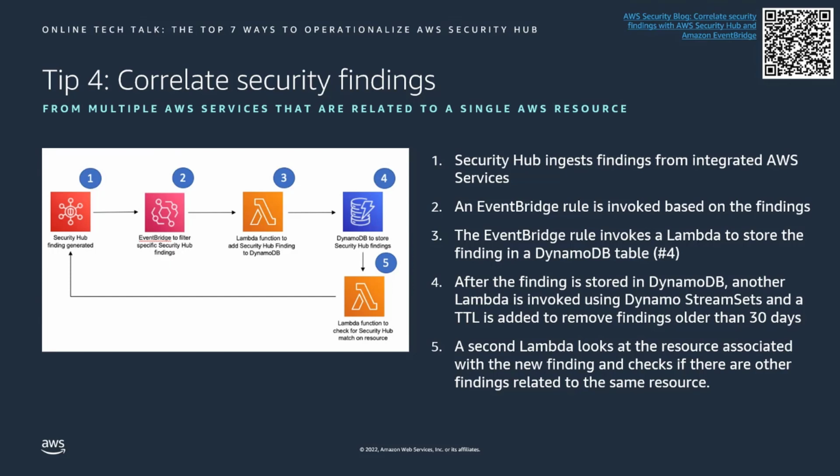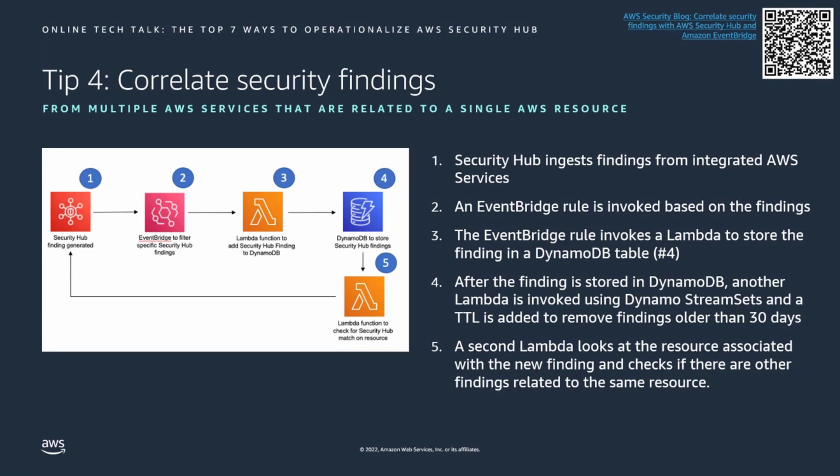And let's pick it up here, taking a look at tip number 4. So here in tip number 4, we'll use Security Hub to correlate findings from multiple AWS services that are related to a single resource. Usually, when you see findings that are related to the same resource, it indicates an increased possibility that a security event has occurred. So let's start by walking through how the solution works.